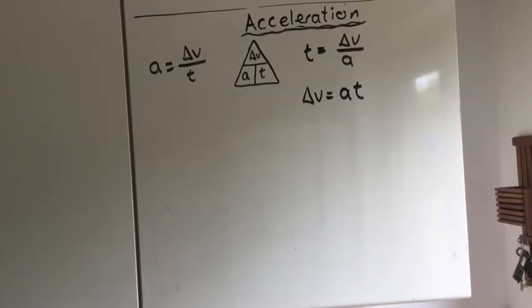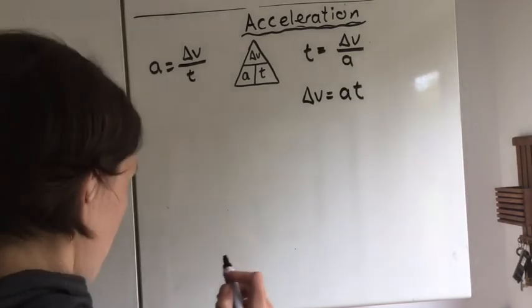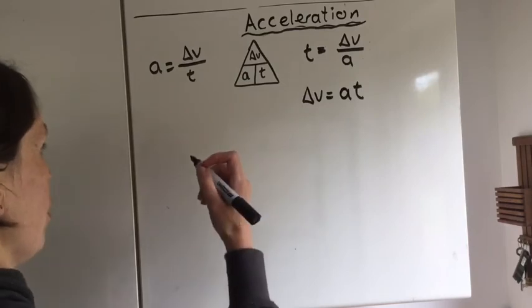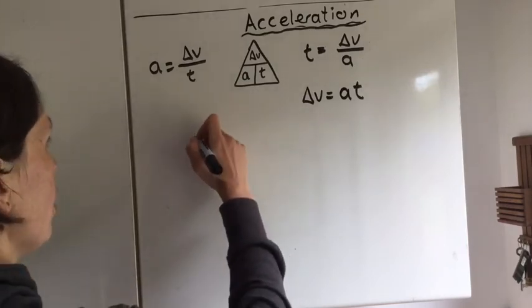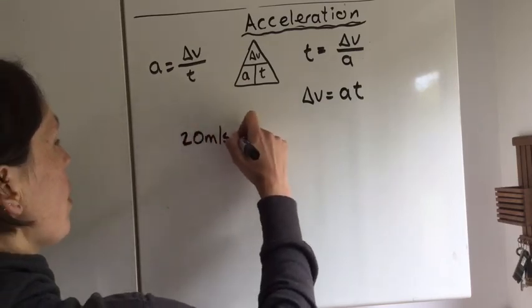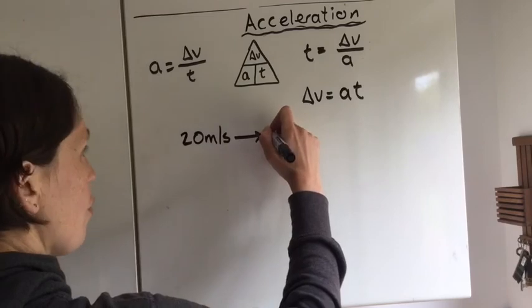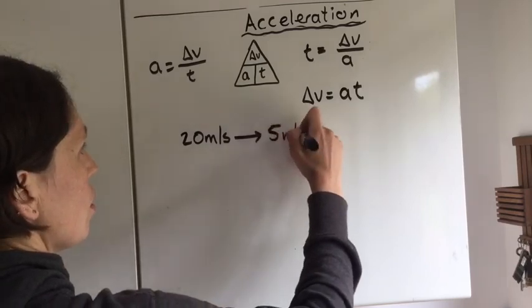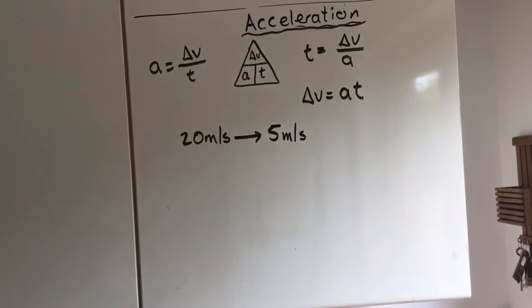One more that I want us to just look at quickly is that acceleration isn't always positive. We can have a negative acceleration, which would be a deceleration or something slowing it down. So you've got to watch out for that in questions as well. Okay, so this time we've got another vehicle, and that vehicle starts at 20 meters per second. But then it's slowing down to 5 meters per second. So it's going from 20 meters per second to 5 meters per second. It's slowing down, it's decelerating.